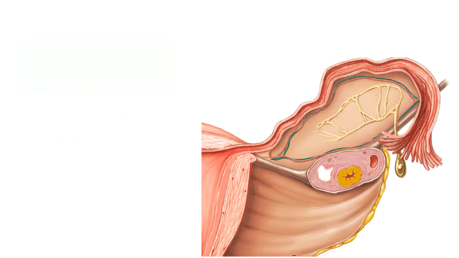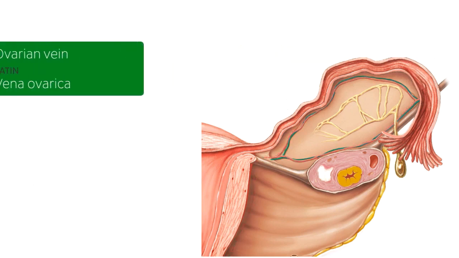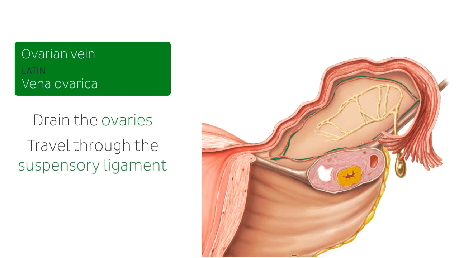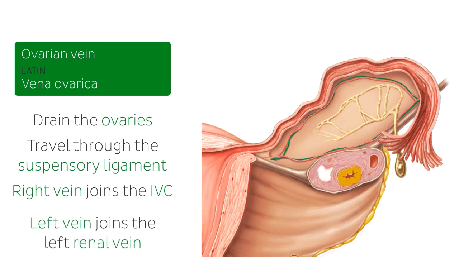And of course, we can't forget to talk about the ovarian vein, which is highlighted in green in this image. And both the ovarian veins drain the ovaries before traveling through the suspensory ligament. And the right ovarian vein then joins the inferior vena cava, while the left ovarian vein joins the left renal vein.